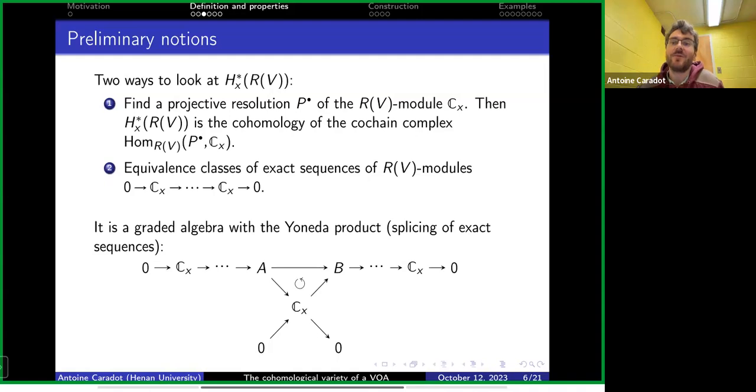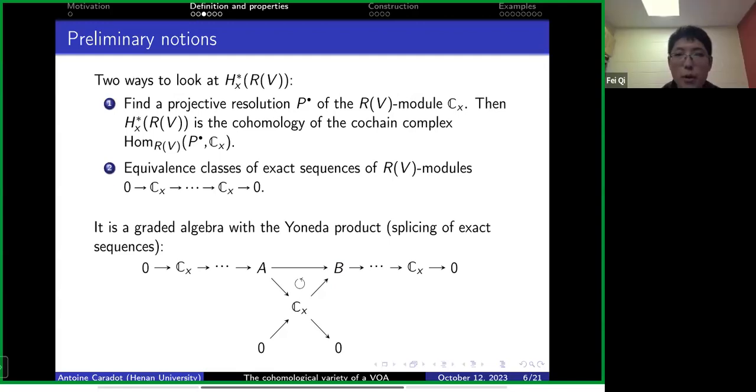Something that we cannot really see from description 1, but which becomes more apparent in description 2, is that, as I mentioned, it's an algebra, so there is a product, and this product is given by the splicing of exact sequences. So if you have this sequence here and the product with this sequence here, you just construct this diagram, and this composition, you define the map here to be the composition.